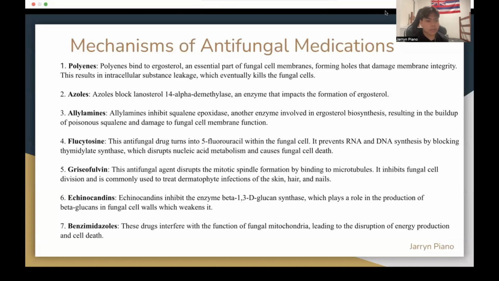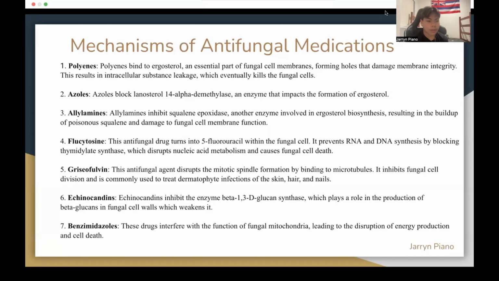And then we have griseofulvin. This antifungal agent disrupts the mitotic spindle formation by binding to microtubules, which inhibits fungal cell division and is commonly used to treat dermatophyte infections of the skin, hair, and nails.